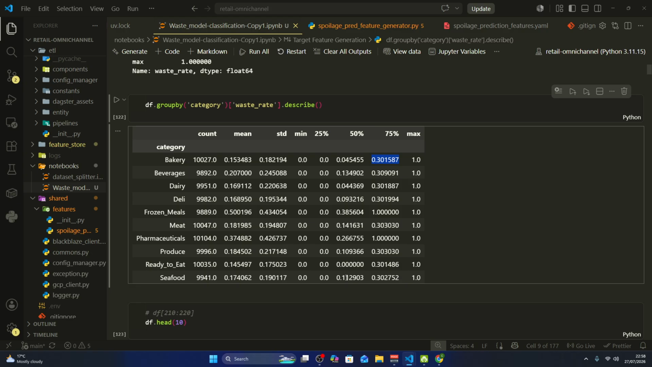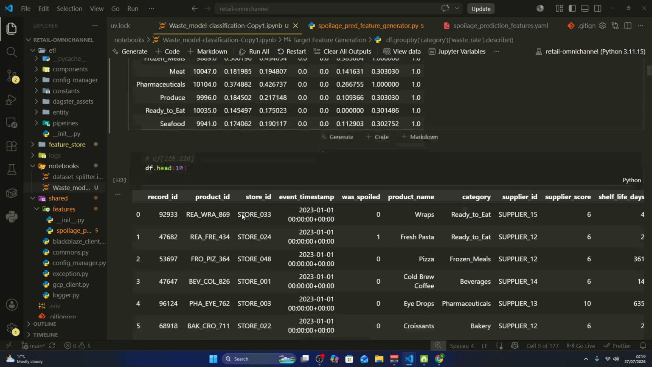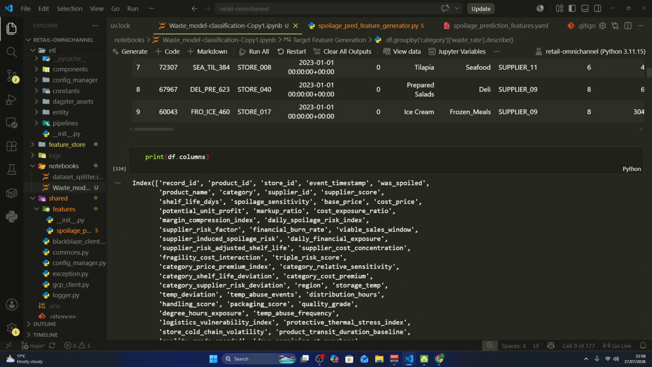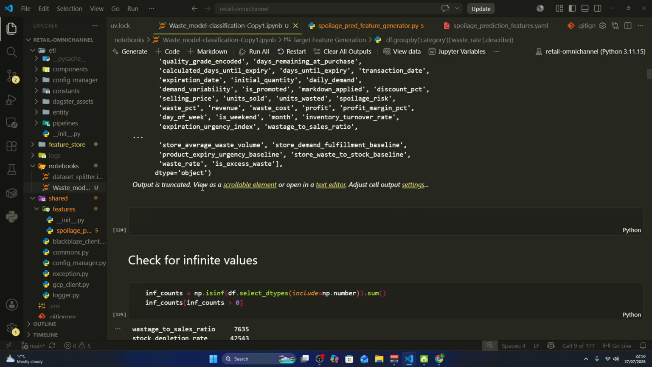Then you can see in terms of the mean, is it the mean or the median? The 25th percentile, I think this is the mean. So the mean, you can see, tends to vary. So there's some variation based on the waste rate. So, okay, once that's done, this is just columns.